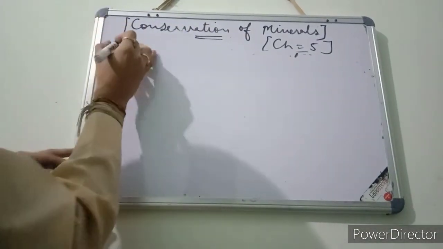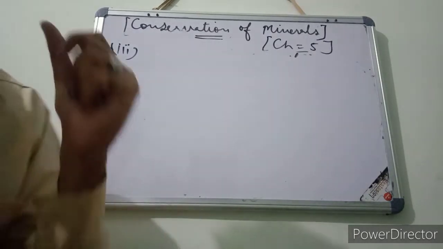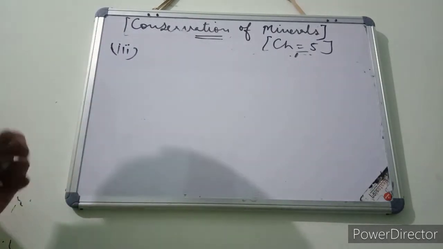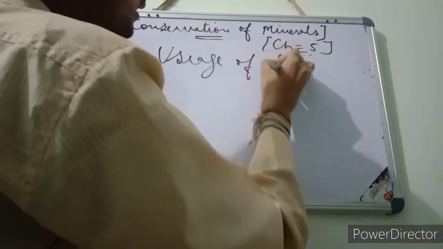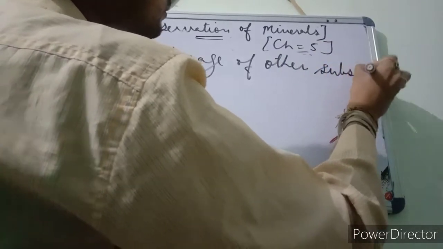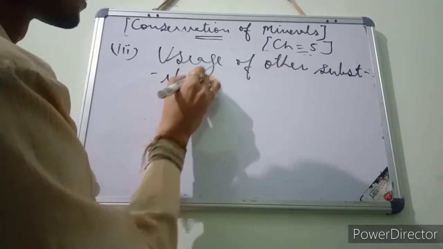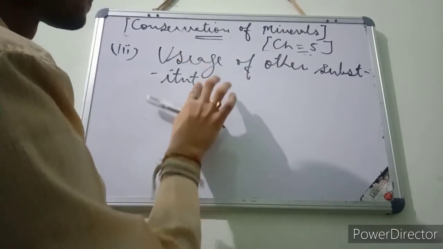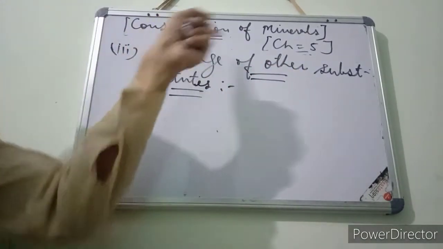Please underline number 3 also. Okay. Other substitutes are okay. इसका यूज, इसमें पॉइंट लिखो, usage of other substitutes. The usage of other substitutes. This is also an important point for the conservation of minerals.